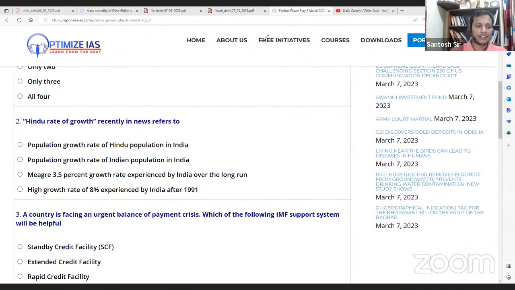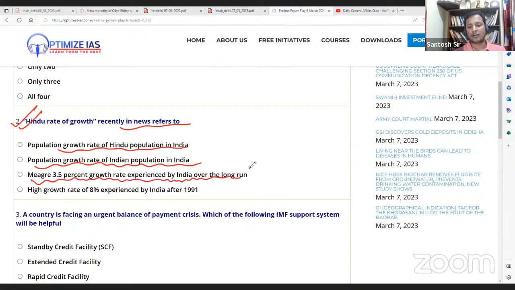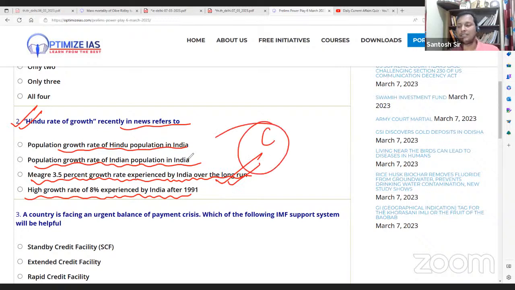Second, recently Raghuram Rajan, the ex-RBI governor, has used the term Hindu rate of growth, which refers to what? Population growth of Hindu population in India, population growth of Indian population in India, meager 3.5% economic growth experienced by India over the long run, or high growth rate of 8% experienced after 1991 economic reforms. The answer is option C.